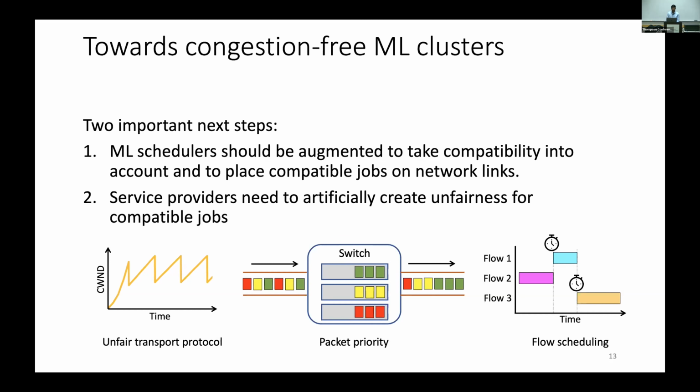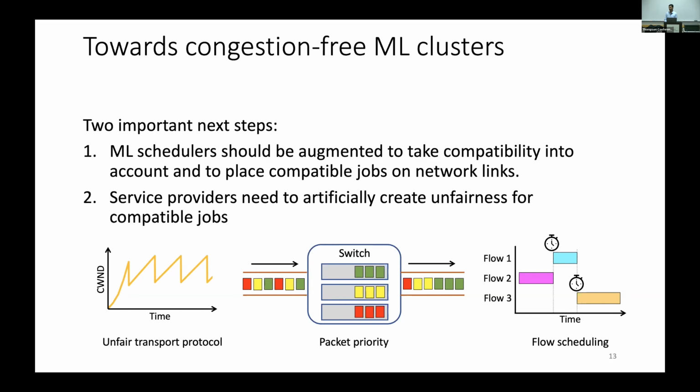Okay, that's a great question. As I discussed earlier, there could be different ways of achieving this unfairness that could lead to interleaving. There could be an unfair transport protocol, or as you mentioned, flow scheduling could be a nice way to schedule different communication phases and interleave them.